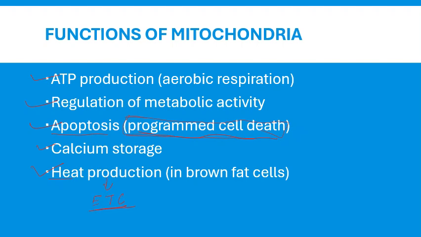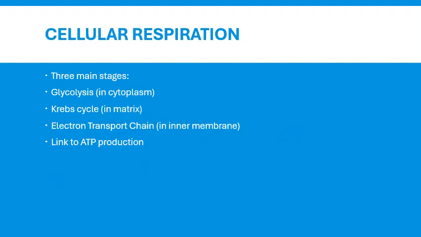ETC, the electron transport chain. Now, in cellular respiration, the first stage is glycolysis, where glucose is converted to pyruvate, which occurs in the cytoplasm. But the Krebs cycle, also known as the TCA cycle, occurs in the matrix of the mitochondria, and it also releases ATP. Then we have the electron transport chain that occurs in the inner membrane or intermembrane space.